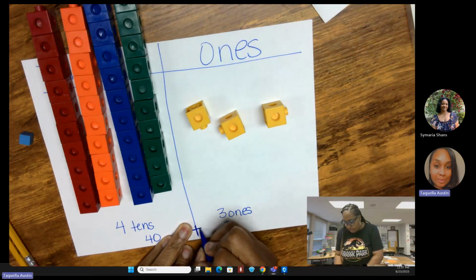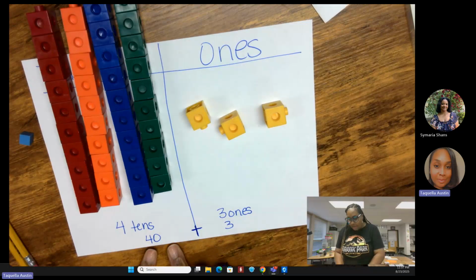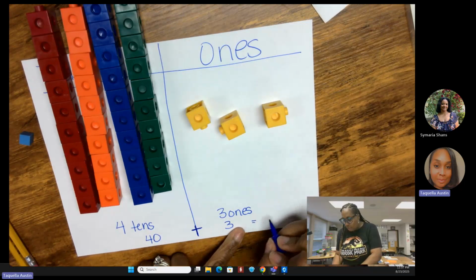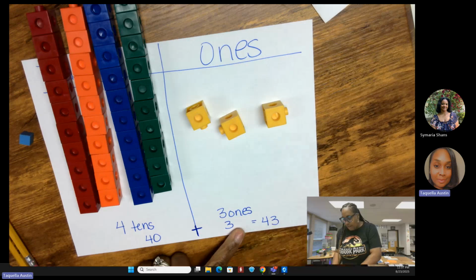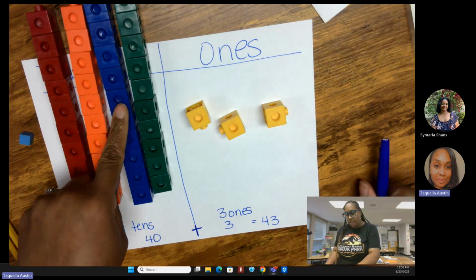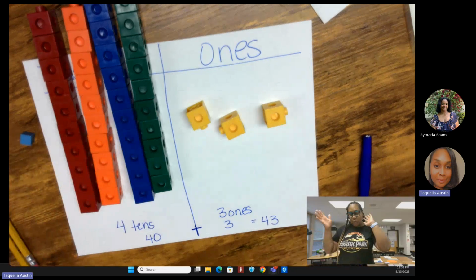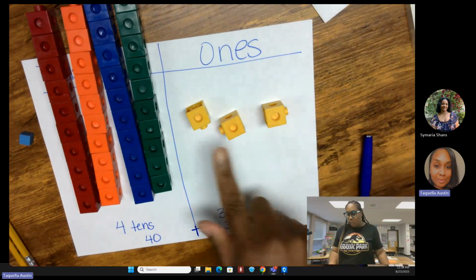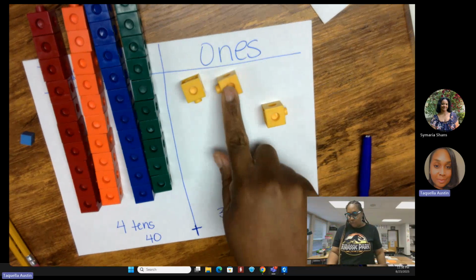I'm going to make this a little darker so you can see it. So I know that I have 40 plus 3 gives me the total amount of 43. And if I wanted to check it again, I can say 10, 20, 30, 40, switch my brain, 41, 42, 43.